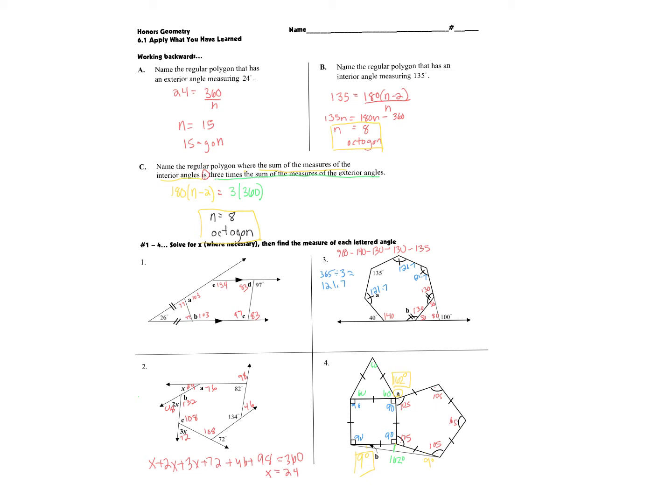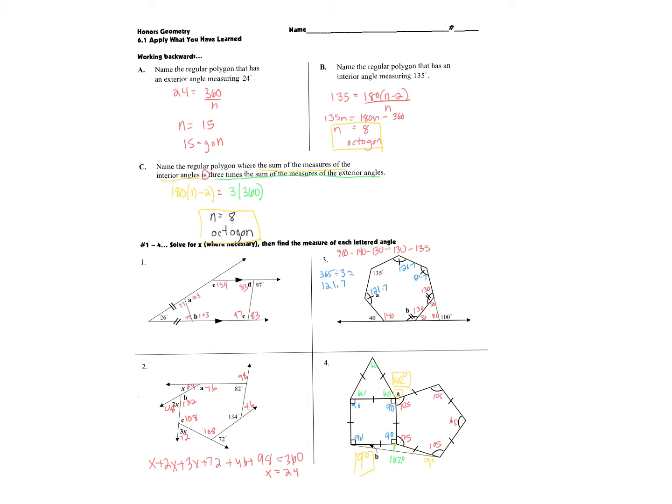B, name the regular polygon that has an interior angle measuring 135 degrees. So 135, here's our expression over here. When we solve that, we're going to get n equals 8, which is an octagon.